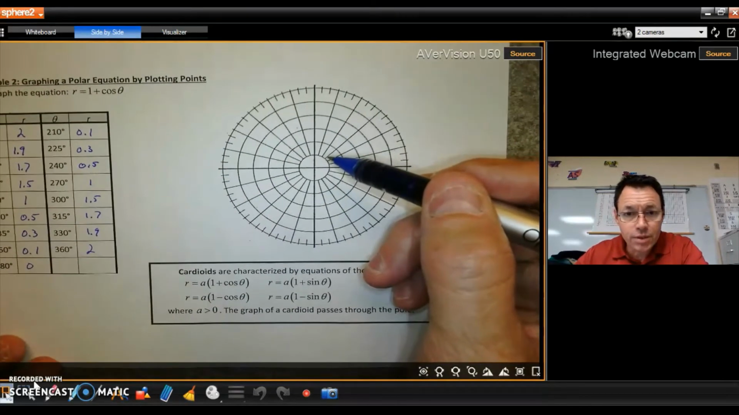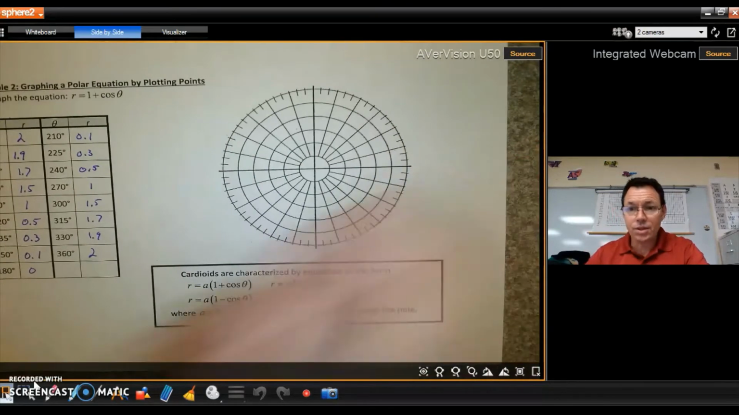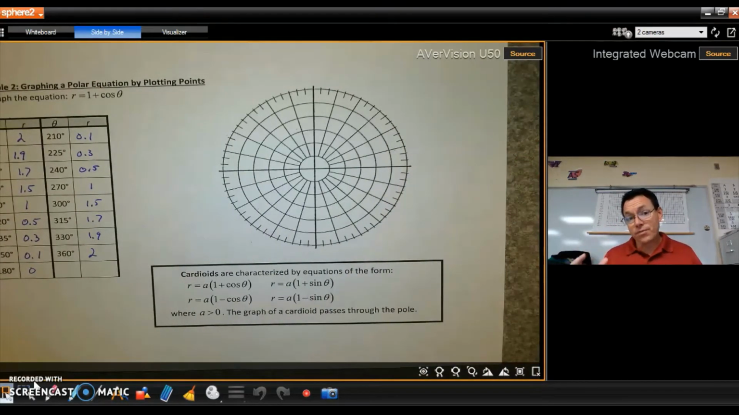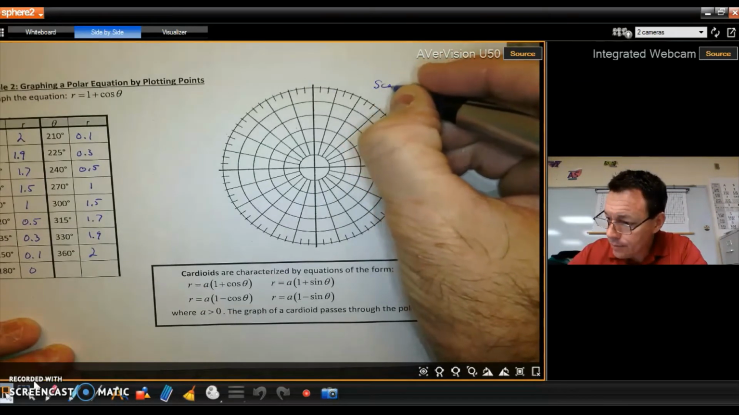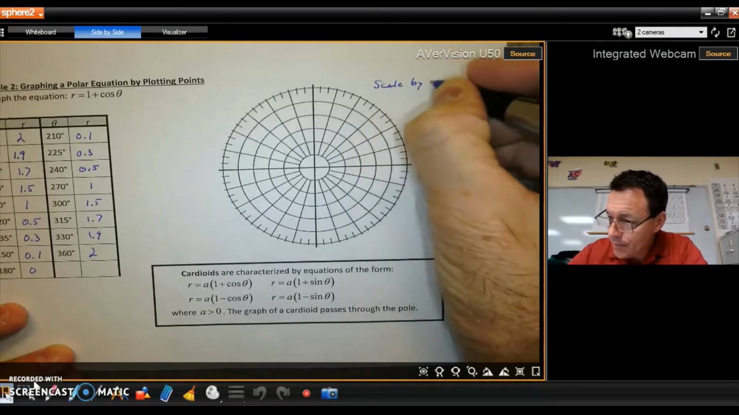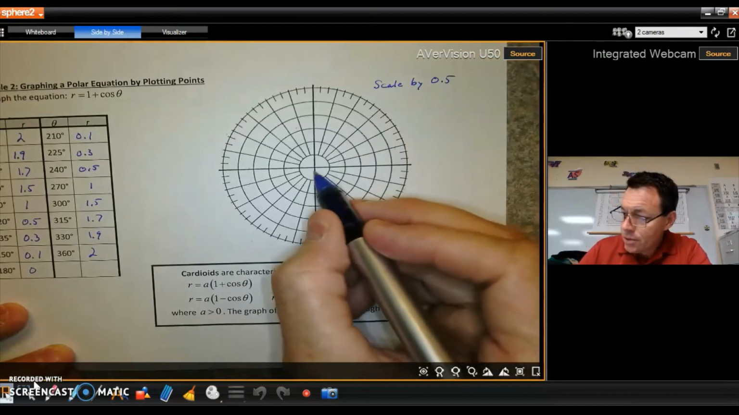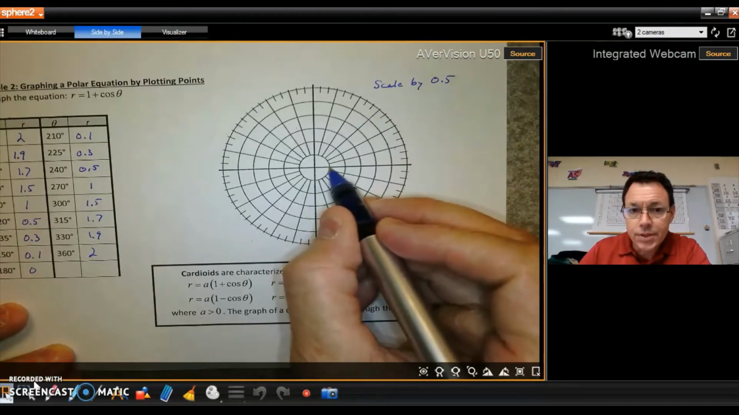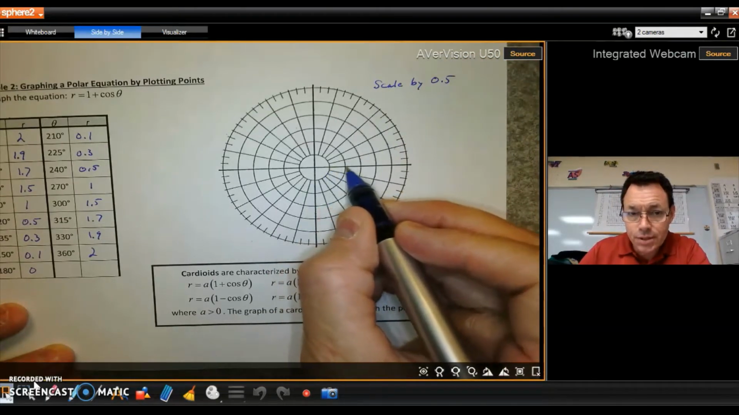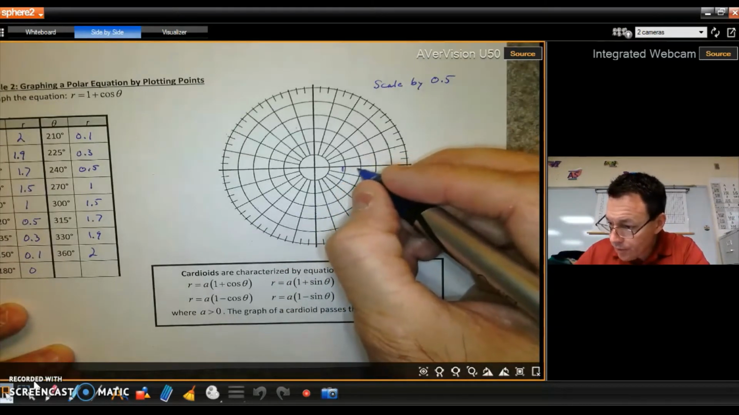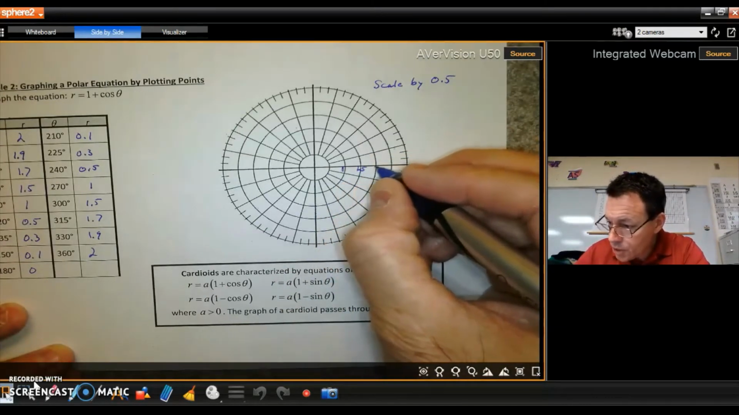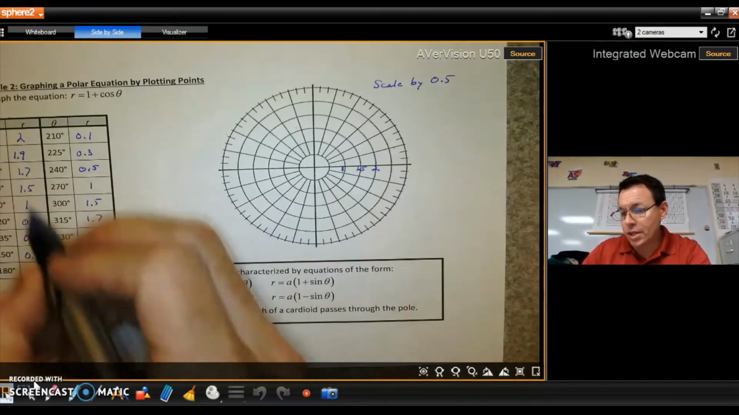So another thing we can do is scale this, just like you can scale an X and a Y to make things fit better. I'm going to scale by 0.5. So this is not 1. This is going to be 0.5. This is going to be 1. This would be 1.5. This would be 2. And that's as far as I need to go.